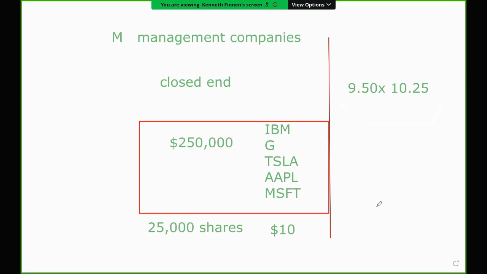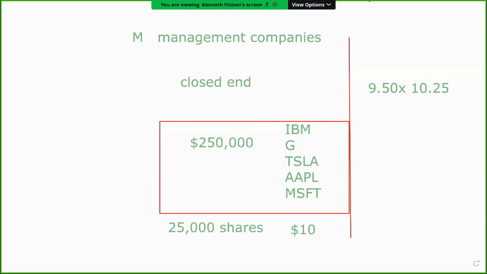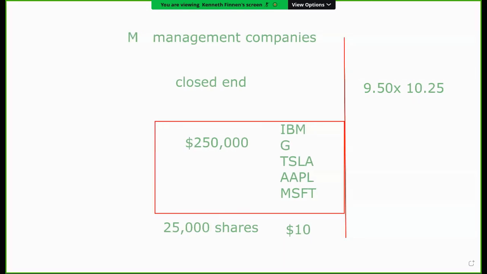So this closed-end fund will be higher than the open-end because it's managed? No, it could be anything. It could be lower. I mean, what if the manager sucks, right? So it literally could be based on anything.